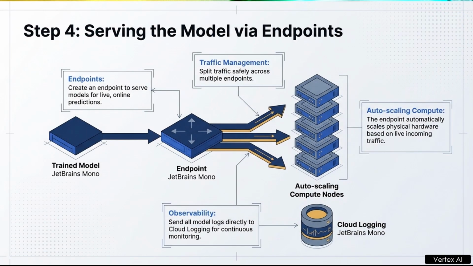Slide 10, step 4, serving the model via endpoints. This is the live architecture. Correct. Endpoints are used for live predictions. The slide details traffic management splitting, auto-scaling compute nodes, and direct cloud logging observability.